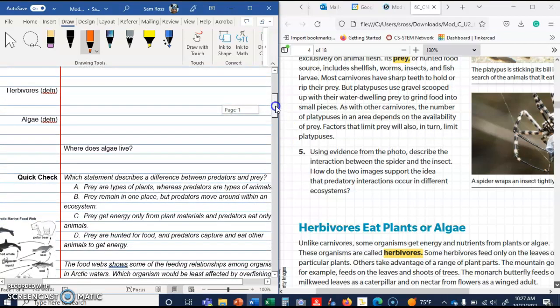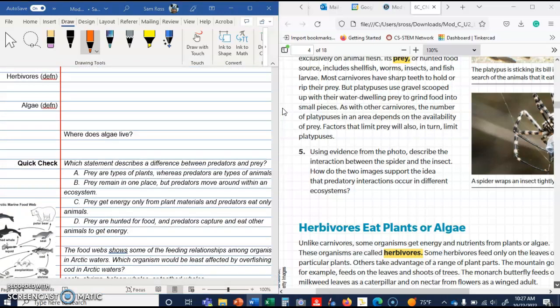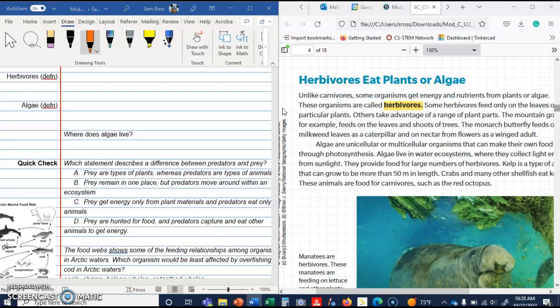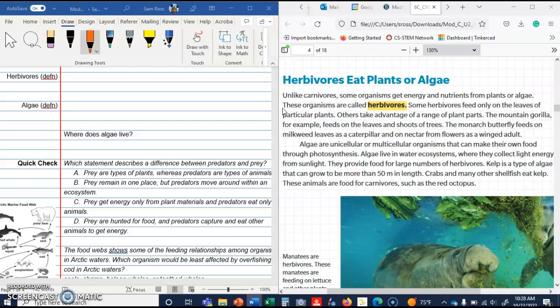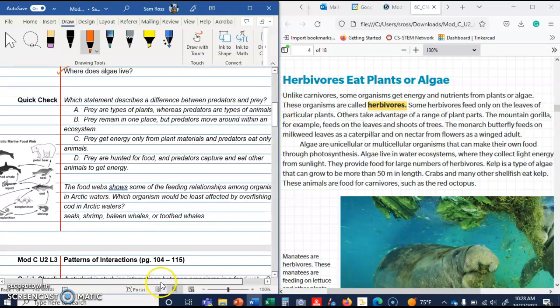Oops, we missed one. There's herbivores. If we scroll down here, or if you're looking in your book, you could always do these notes with your book out on these pages. There is a definition of herbivores. It says, unlike carnivores, some organisms get energy and nutrients from plants or algae. So herbivores are organisms that get energy and nutrients from plants or algae. Algae are unicellular or multicellular organisms that can make their own food through photosynthesis. Where do algae live? Algae live in water ecosystems. Check box. Okay, so this is our first quick check.